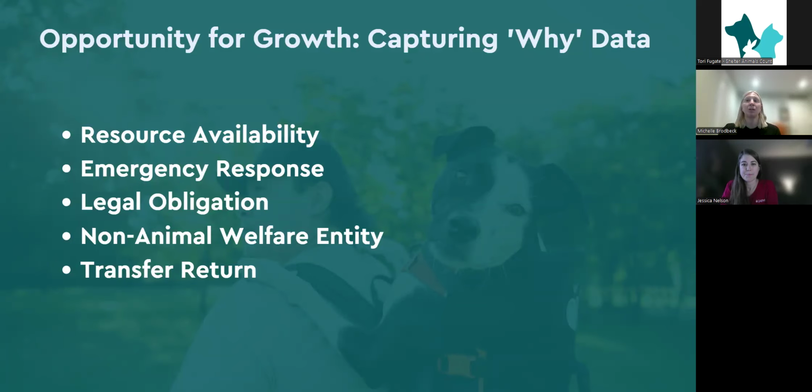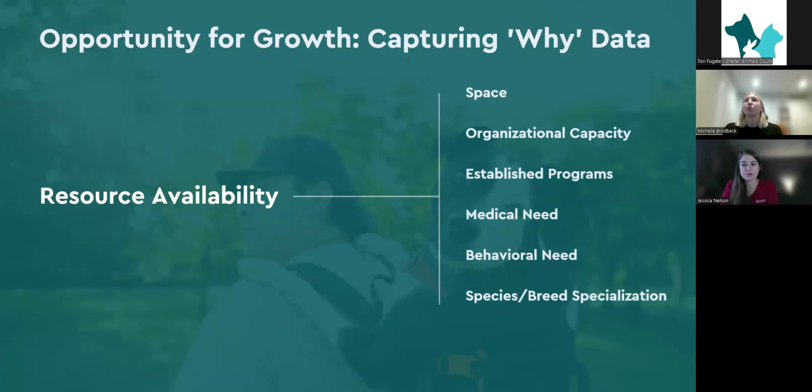And I won't go through each of the full definitions of all of these, but I'll quickly run through some common scenarios that would fall into each category so you can get a better idea of what we're trying to capture. So first we have resource availability, and that would include things like transfers due to space, organizational capacity, so that's related to staff members or other financial capacity that the organization may or may not have, established programs, medical needs, behavioral needs, species or breed specialization.